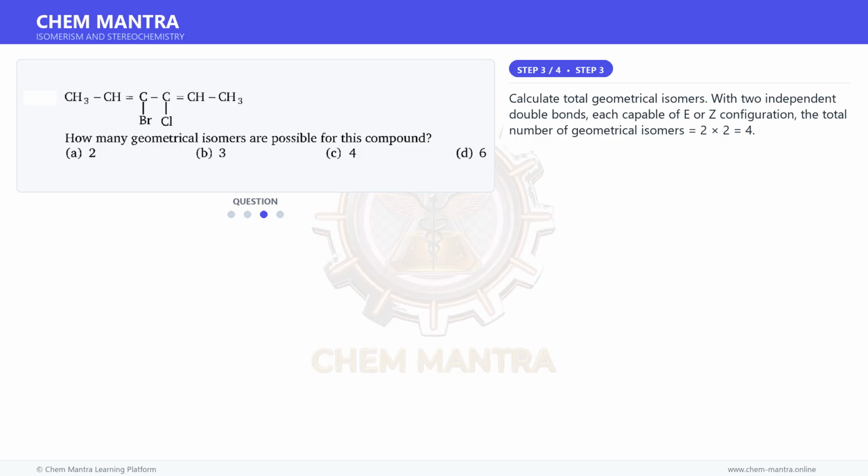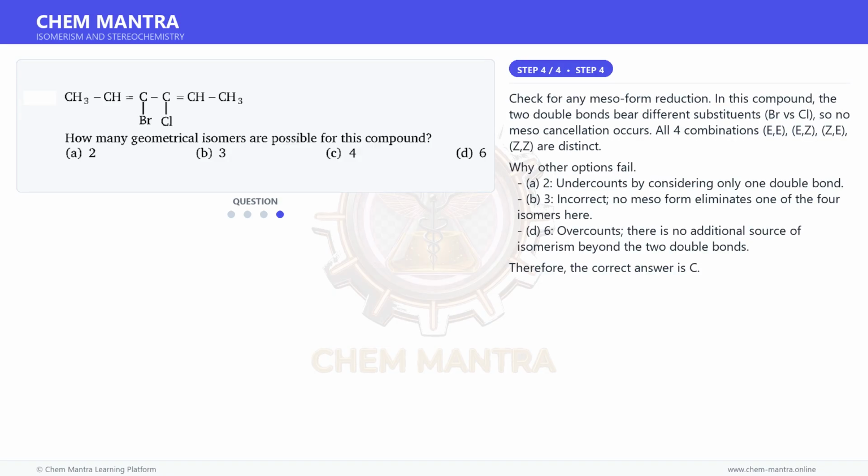Calculate total geometrical isomers. With two independent double bonds, each capable of E or Z configuration, the total number of geometrical isomers is equal to 2 times 2 equals 4. And for the final step, check for any meso form reduction. In this compound, the two double bonds bear different substituents, Br versus Cl, so no meso cancellation occurs. All four combinations, E,E, E,Z, Z,E, Z,Z, are distinct.